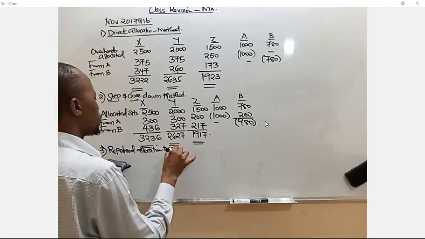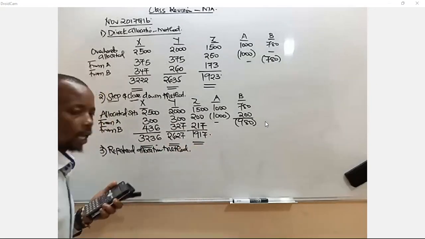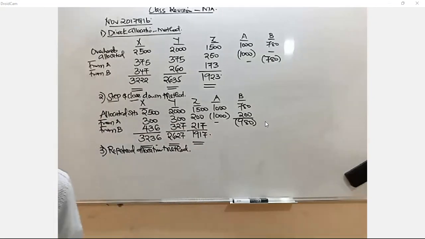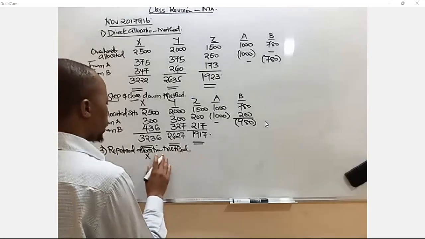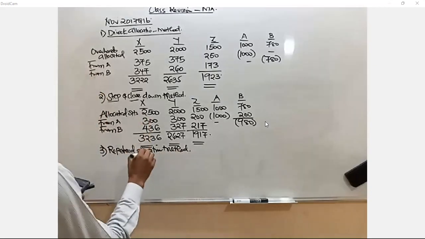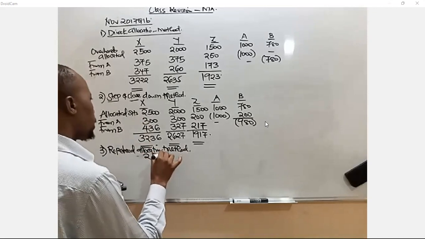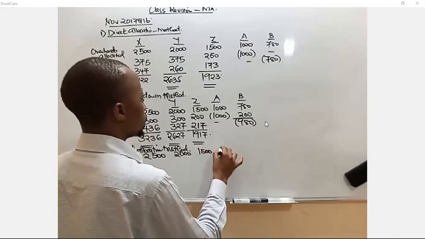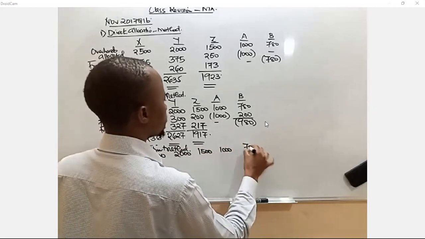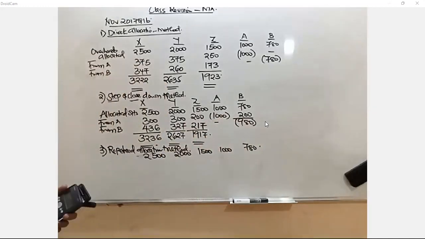We have number 3, where we normally talk about repeated allocation methods. Sometimes they can call it not simultaneous, sorry. There is another name which they call continuous allocation, continuous allotment method. They can call that in an exam. So in this case, because of my space, let me just take the allocated overheads. You have 2,500, 2,000, 1,500, 1,000, and 980. You just first take them like that.